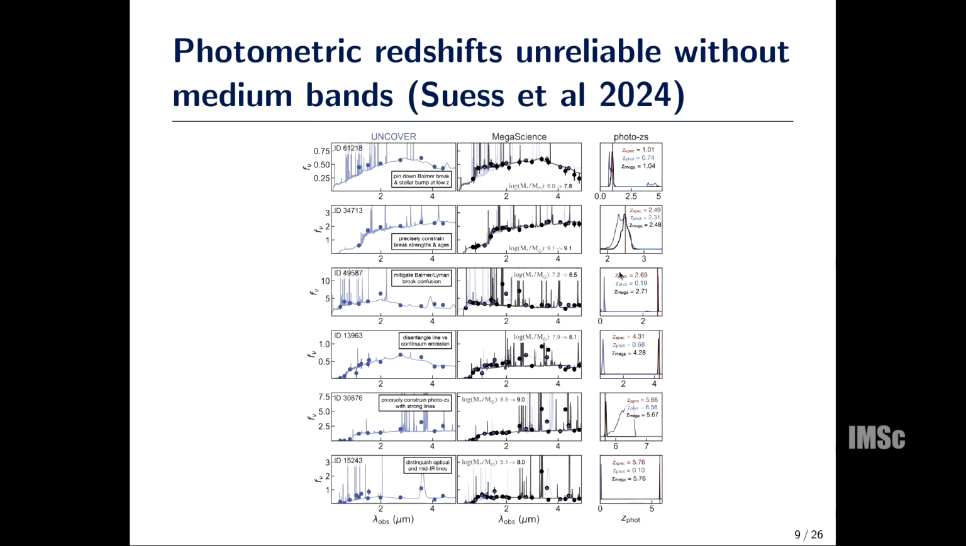This is an example where you have photometric redshifts estimated for the same galaxy using a limited set of broadband filters on the left column, and here you have a much more densely sampled set of filters. These are the so-called medium band filters. And if you look at the redshift of this galaxy determined using this data and that data, the redshifts turn out to be very different.